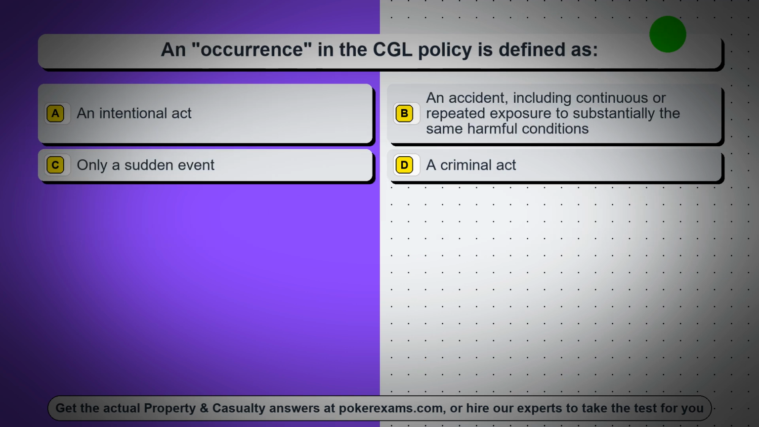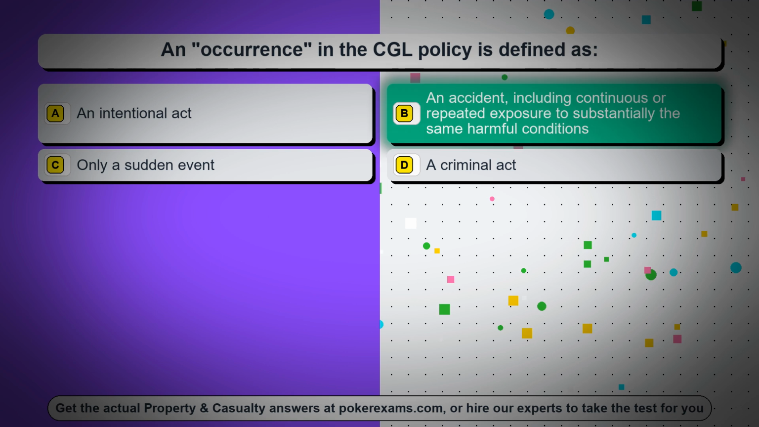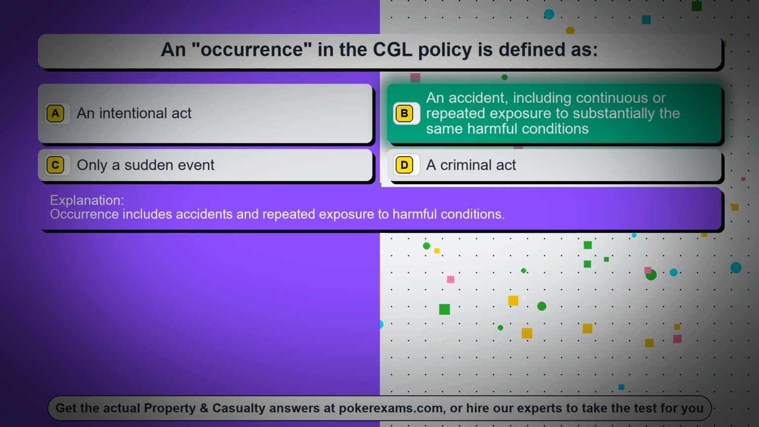Question 59. An occurrence in the CGL policy is defined as: Option A, an intentional act. Option B, an accident, including continuous or repeated exposure to substantially the same harmful conditions. Option C, only a sudden event. Option D, a criminal act. The correct answer is option B, an accident, including continuous or repeated exposure to substantially the same harmful conditions. Occurrence includes accidents and repeated exposure to harmful conditions.